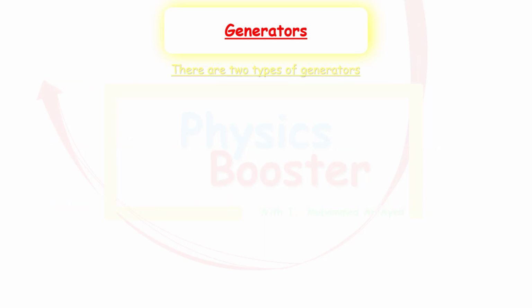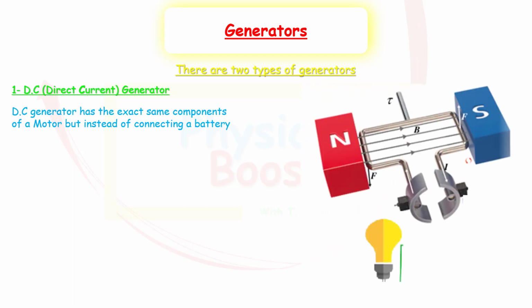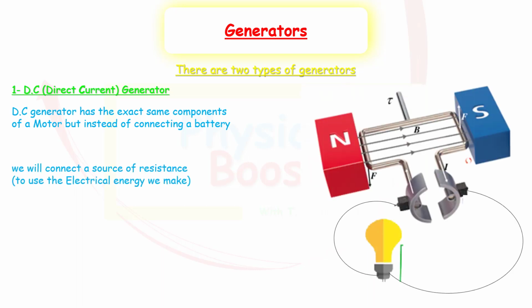There are the direct current generators, and the direct current generator has the exact same components of a motor, but instead of connecting a battery, we will be connecting wires to a source that will use this energy, for example, a lamp. By rotating the loop, we are using the idea of induction to create current inside this wire, and this current will be used by, for example, a simple lamp. So that's for a direct current generator.